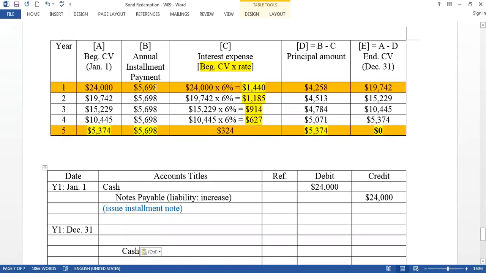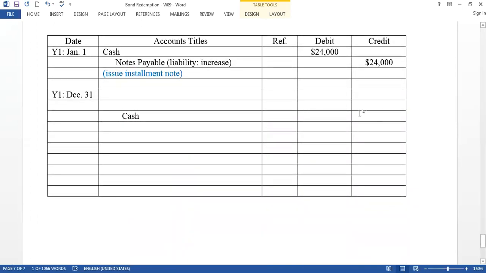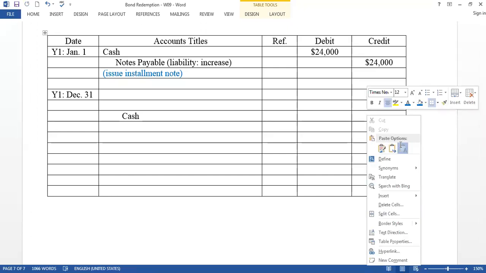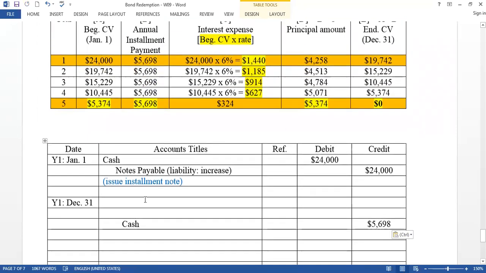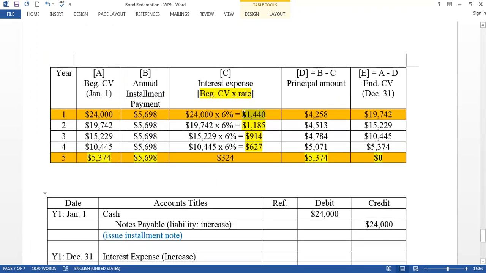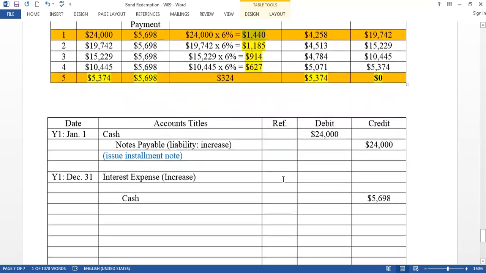We pay cash this amount. Cash decreases, so credit. We pay cash $5,698, and some part of this $5,698 is the interest expense. You know that expense increases with a debit, right? So how much is our expense increase? This is the expense increase for year 1.